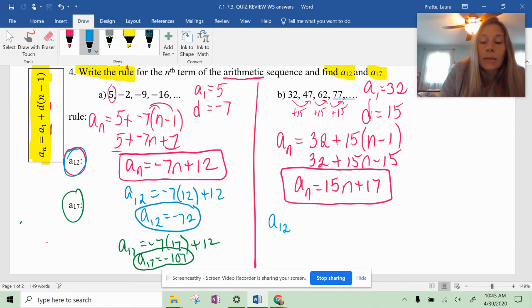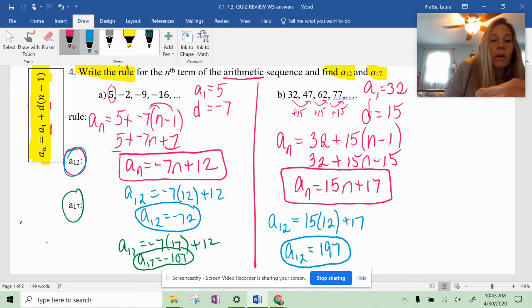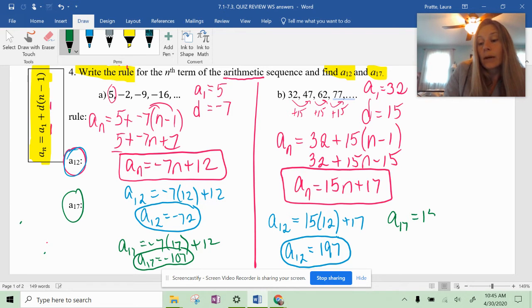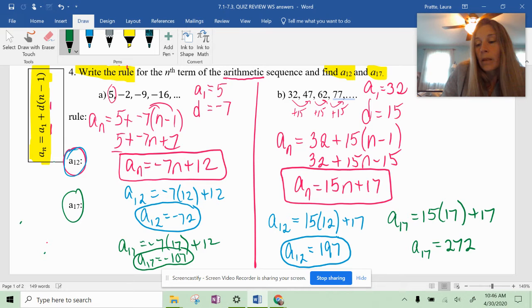So now I'm going to find a sub 12 by simply substituting in a 12 for the n and then working that out. So 15 times 12 plus 17 is 197. And then we're going to do the same thing with the 17. So if I want to find the 17th term in the sequence, I would simply put in a 17 for my n value. So 15 times 17 plus 17, and I would get 272 for the 17th term in the sequence.